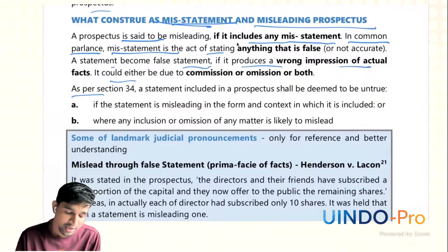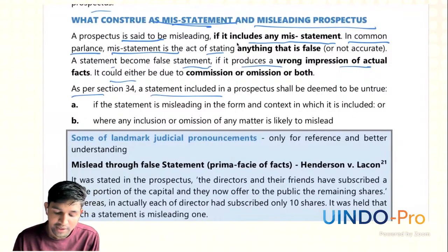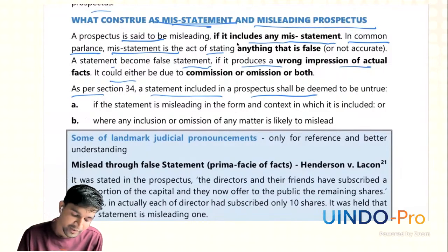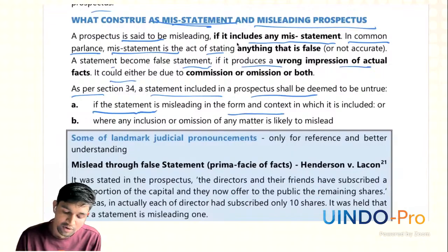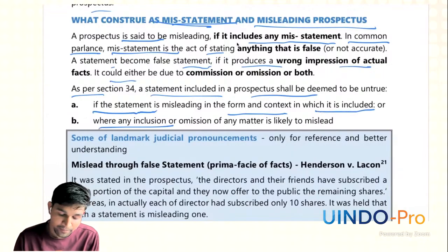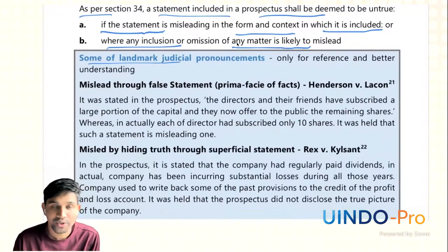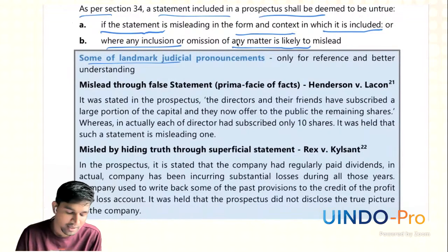As per Section 34, a statement included in a prospectus shall be deemed to be untrue if the statement is misleading in the form or context in which it is included, or where any inclusion or omission of any matter is likely to mislead. Some of the landmark judicial pronouncements, only for reference and better understanding.